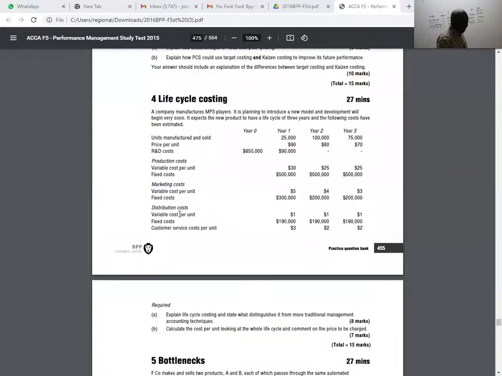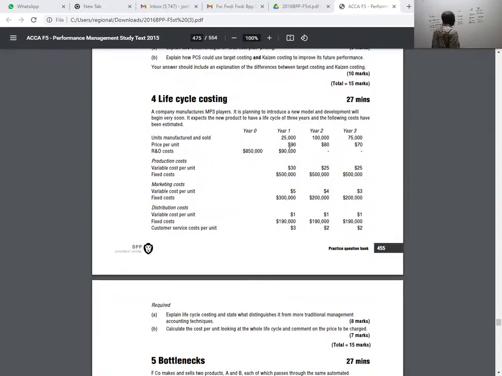Great. Okay. Now we got the next one, the distribution cost. Under distribution cost, we have the variable cost per unit. So for variable distribution, which is for 1 unit, I have to involve the number of units. You take 1 times 25,000, which is 25,000.